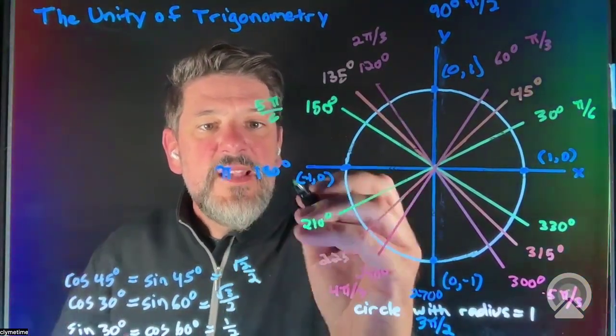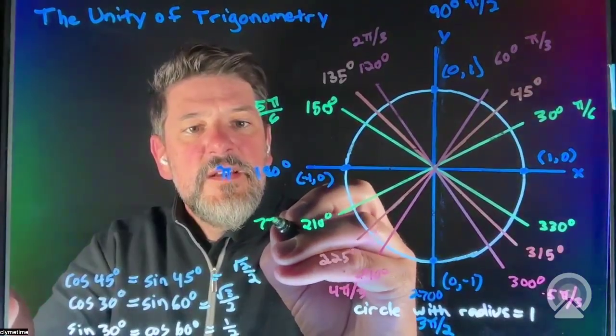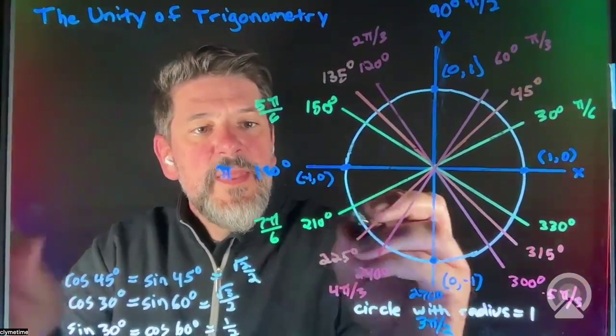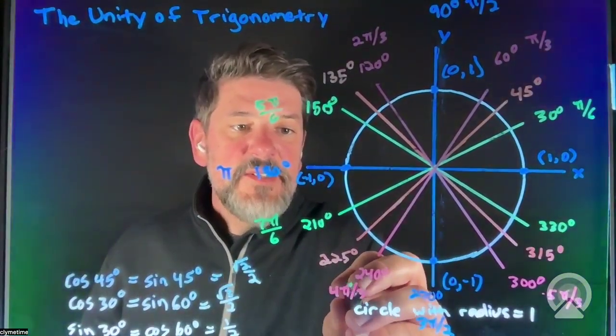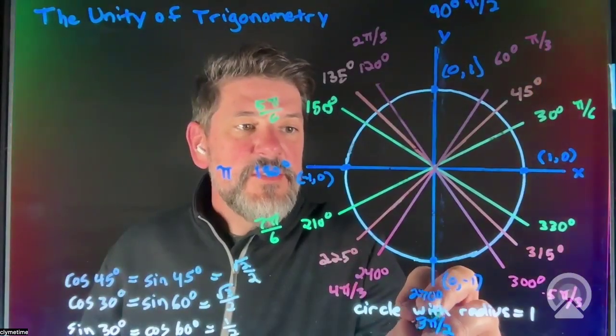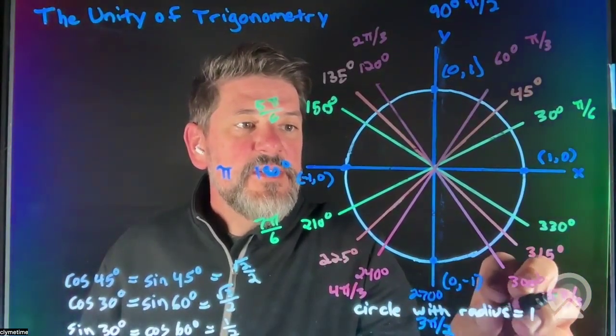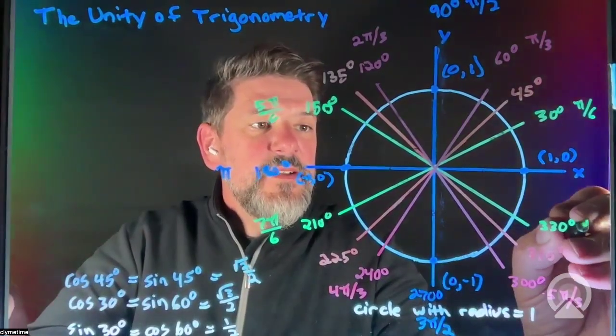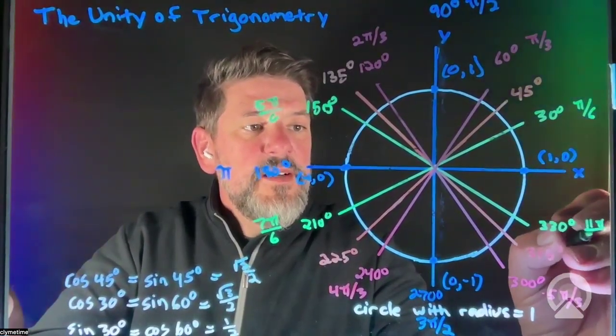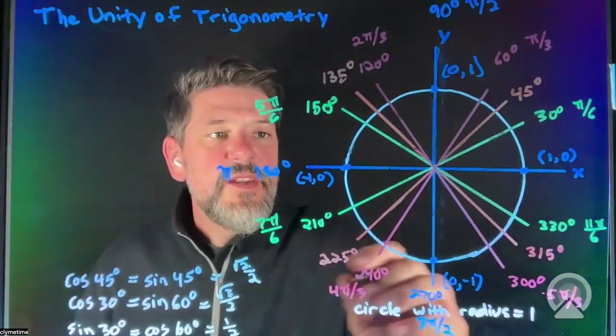6/6 pi. 7/6 pi, so 7 pi over 6. 8/6 pi, which is the same as that. 9/6 pi, which is the same as that. 10/6 pi, which is the same as that. And finally, 11/6 pi. All right, so now I have all my radians.